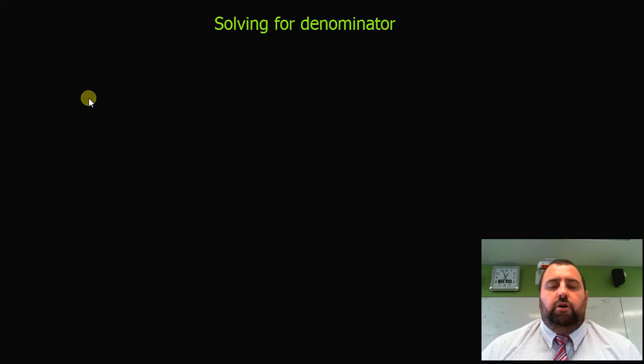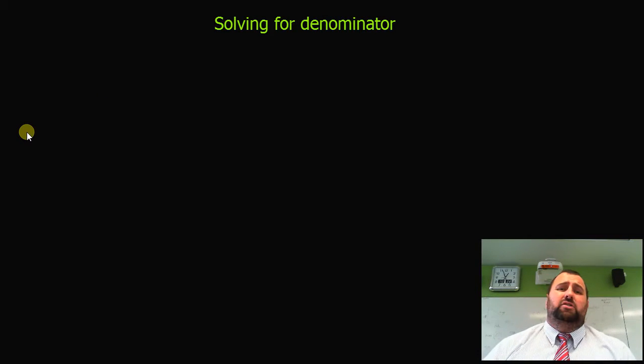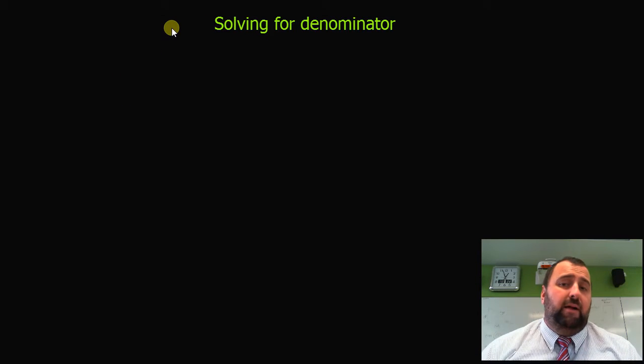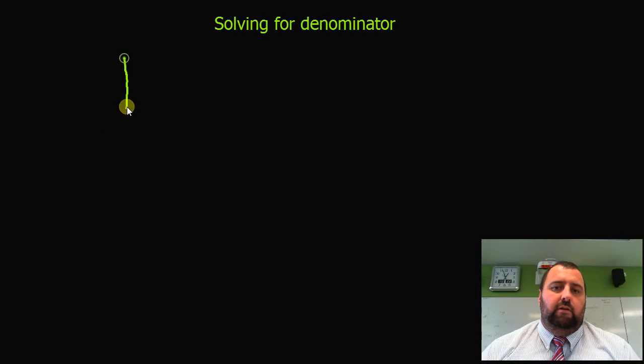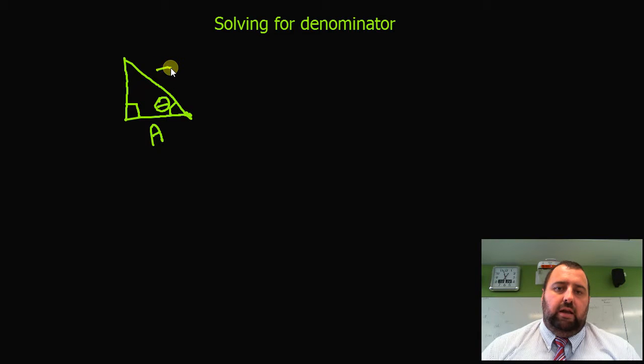Hi guys, so next up we're going to talk about how to solve for the denominator. So this is when our unknown ends up being on the bottom side of the fraction. For example, if we have our right angle triangle, here is our marked side, theta, of course. Here we have our adjacent side and our unknown is the hypotenuse.